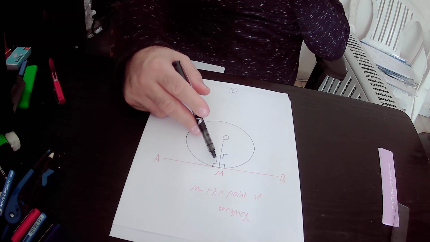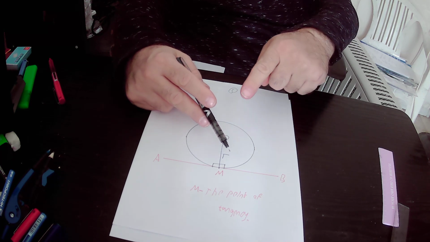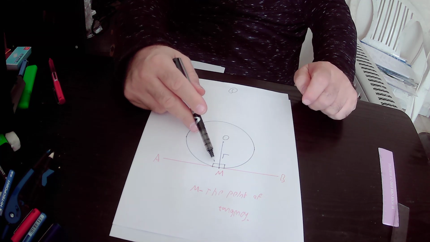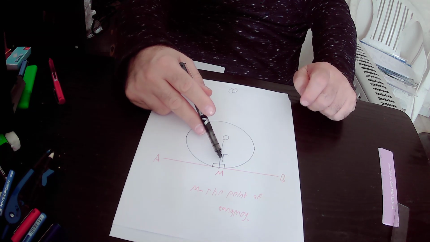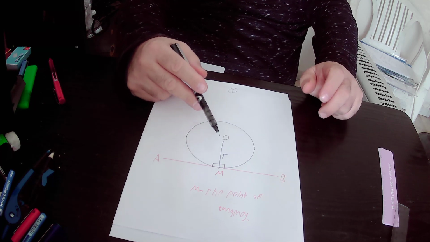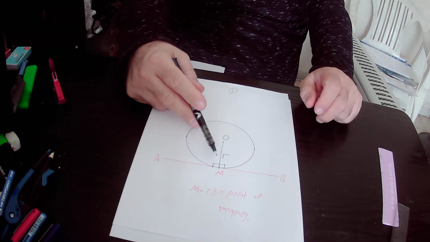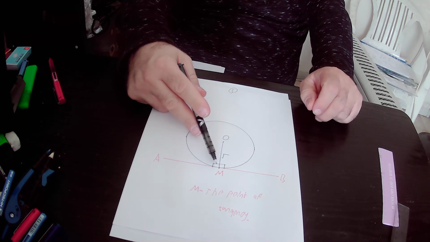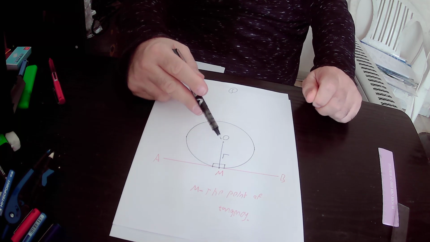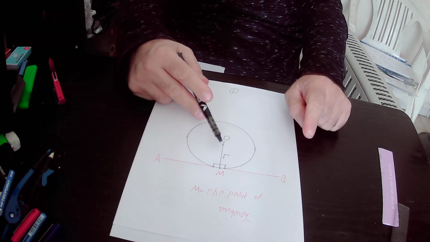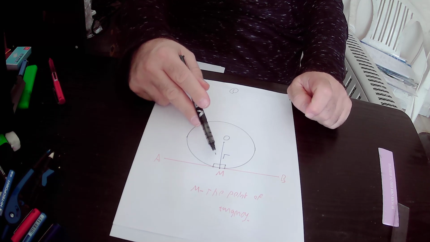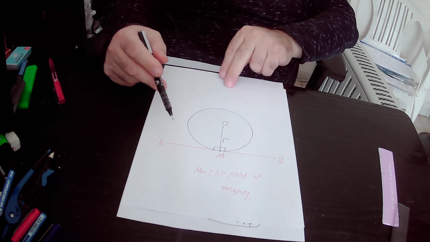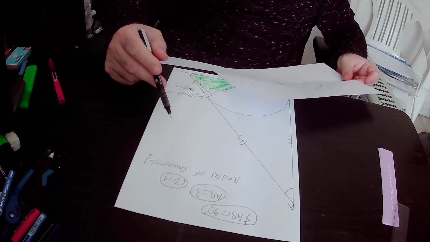Then if this is the situation, then the tangent AB will be perpendicular to this radius. That is to say, this angle will be equal to 90 degrees and this angle will also be equal to 90 degrees. So whenever you have a radius that is drawn to the point of tangency, like in this drawing, the tangent AB will be perpendicular to this radius. That is to say, this angle will be equal to 90 degrees and this angle will also be equal to 90 degrees.